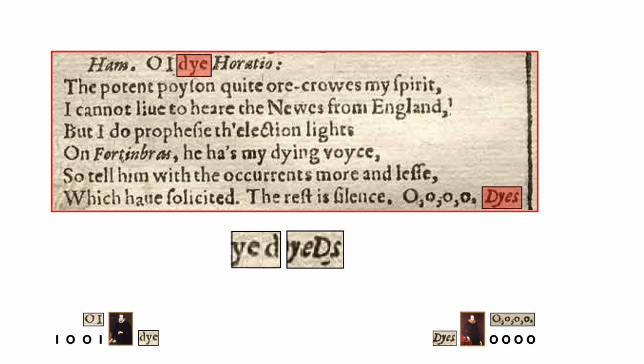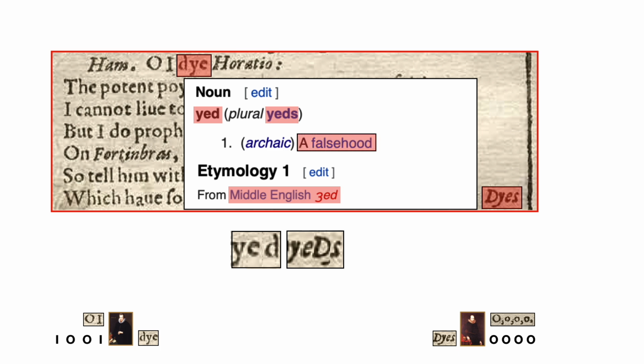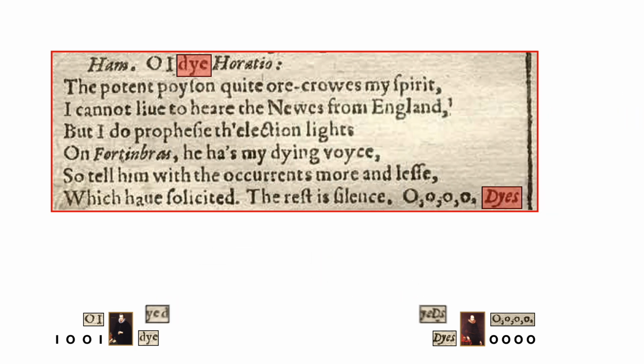An archaic Middle English word that means a falsehood. And to burrow underground, to bury or dig. He's saying there's a lie here, but dig a little. Burrow underground, find what's been buried. Cecil is the real power behind the throne of the new King James, and Hamlet Oxford is setting the record straight. The wrong man is on the throne.